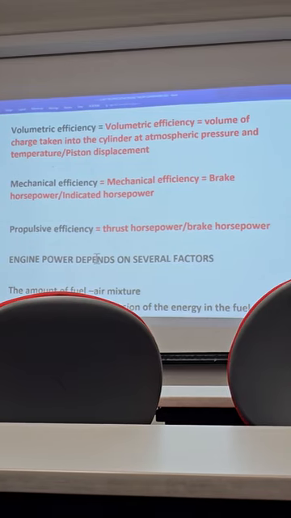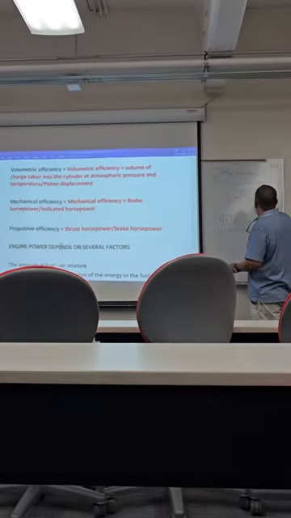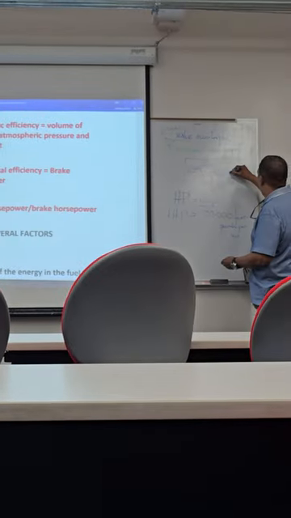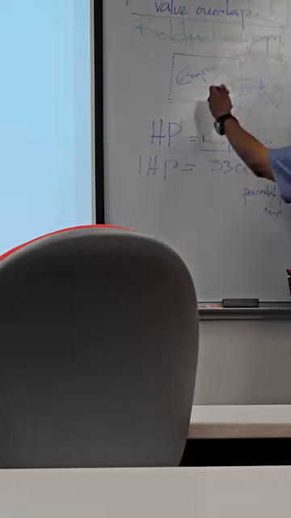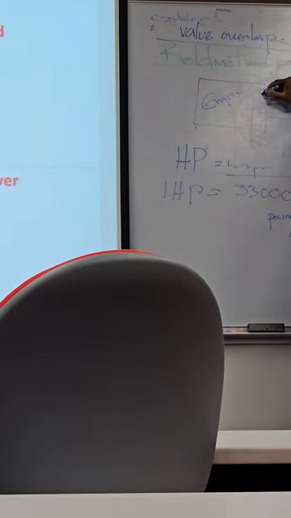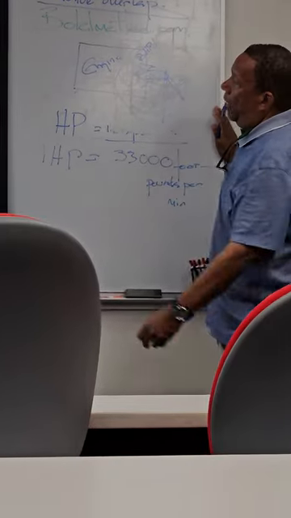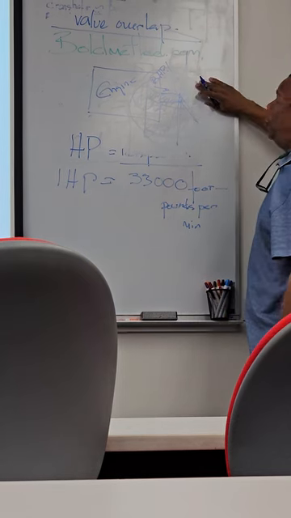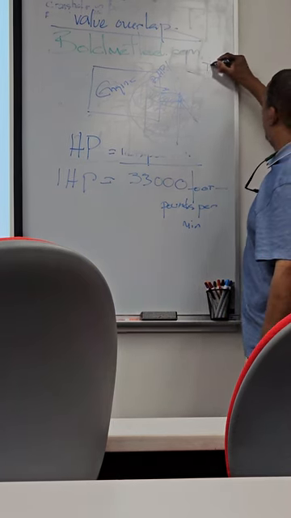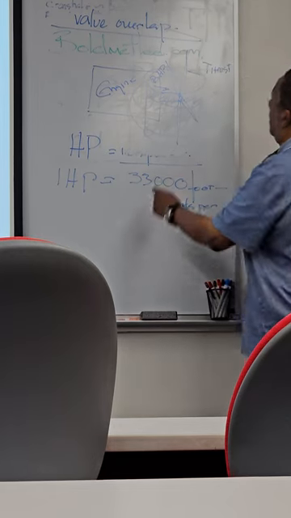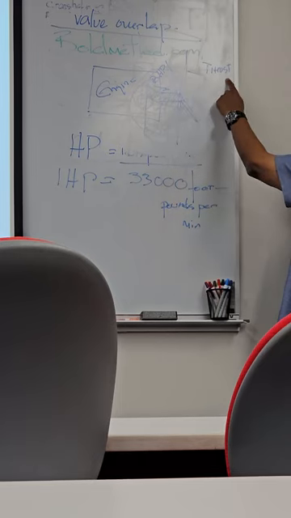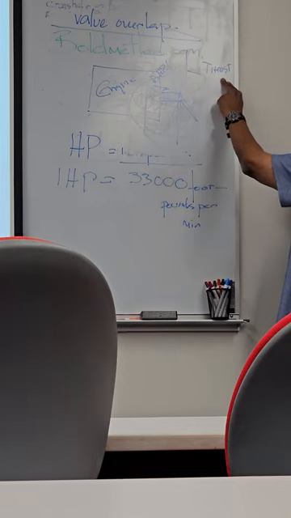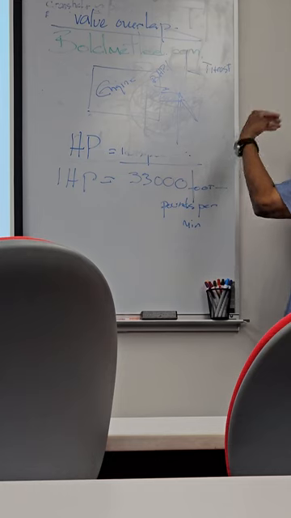Here you have the engine, suppose, and here you have the propeller, okay? Well, what this engine delivers to the propeller is brake power, and the propeller will produce thrust. But not all of the brake power delivered to the propeller is converted into thrust. That means the propulsion efficiency is the amount of brake power that produces thrust. Because as well there are losses.